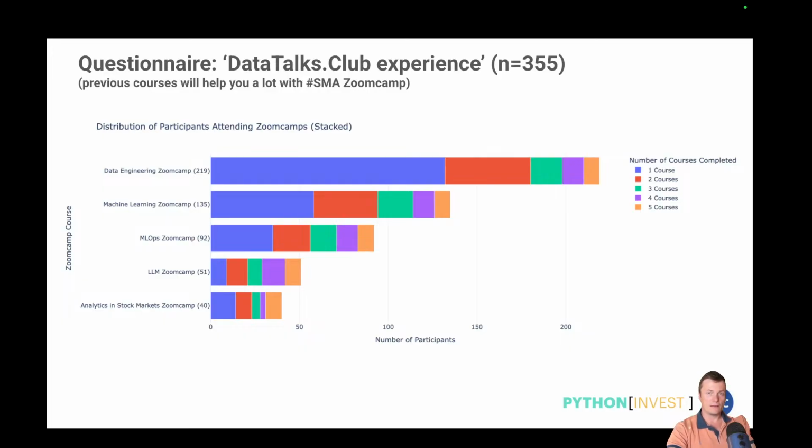Then 355 of you, approximately 35%, answered that you took some of the previous Zoomcamps by DataTalks. And as you can see, the Data Engineering Zoomcamp is the most popular one. I'd say that any of these Zoomcamps will help you, and the analytics in stock market Zoomcamp that we had last year will help you more than others because the content is quite similar.